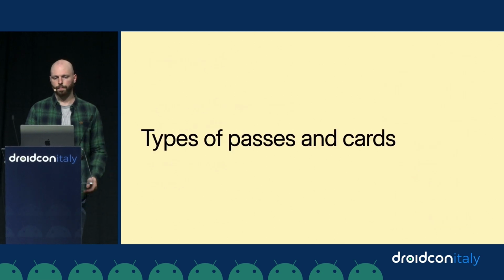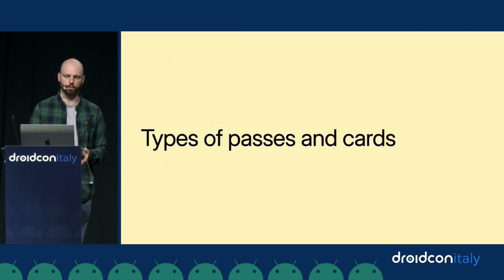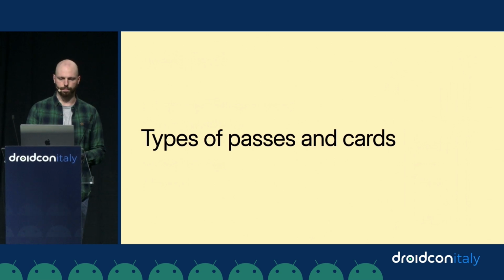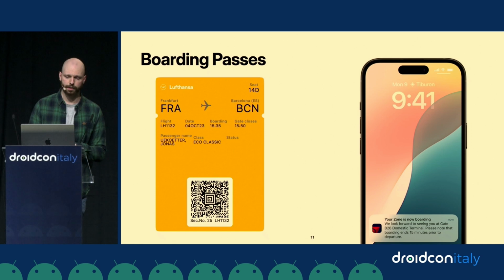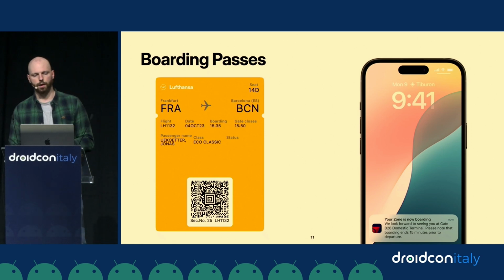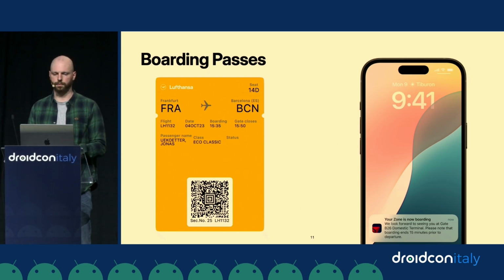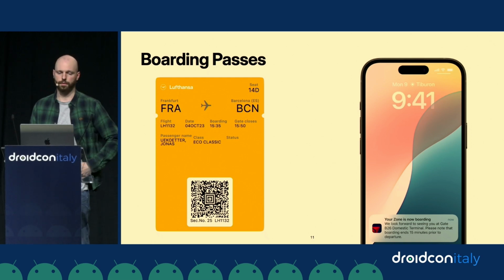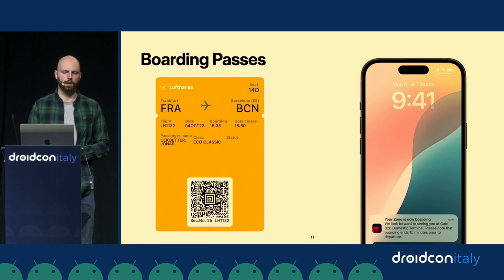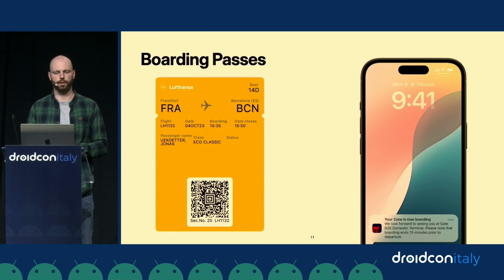Cool. So there are multiple types of passes and cards we can add to the Apple Wallet. In total, there are 5. We're starting with boarding passes. So essentially it's your entry ticket to, for example, in this case, a plane travel. And that was also my first real touch with the whole topic.